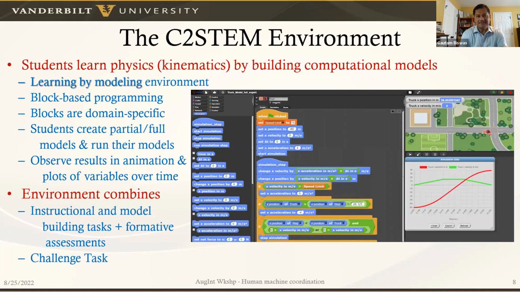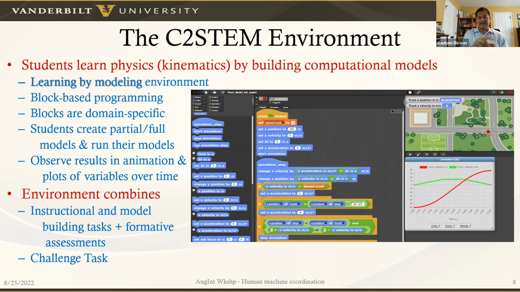Here is an example, a screenshot from our system where students are constructing a physics model. In this case, it's a challenge problem where they have to model a truck starting from rest and then speeding up to the speed limit, cruising at the speed limit, and then start slowing down at a particular point, so it can come to a rest at the stop sign. So for students learning physics or kinematics, in 9th grade in high school, this is a fairly complex problem.